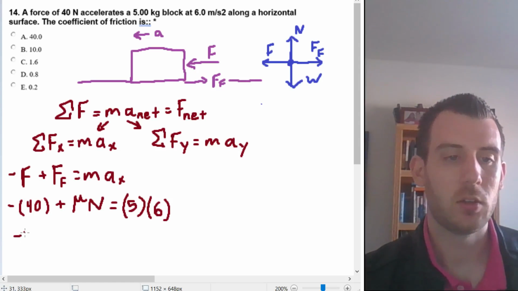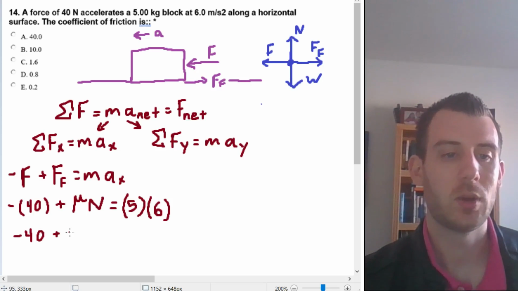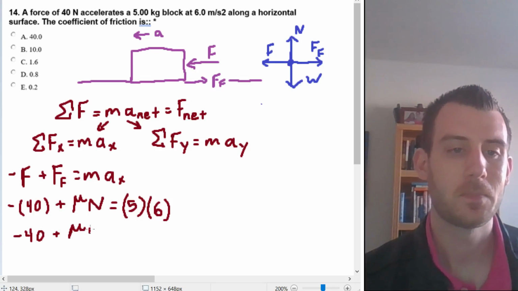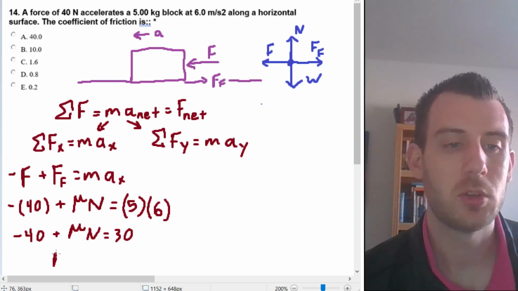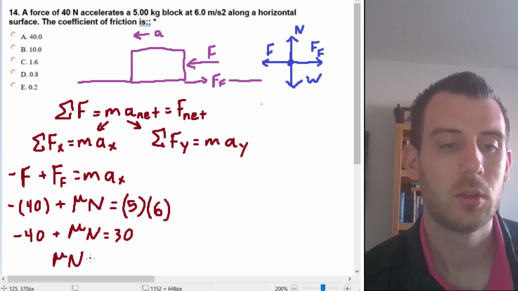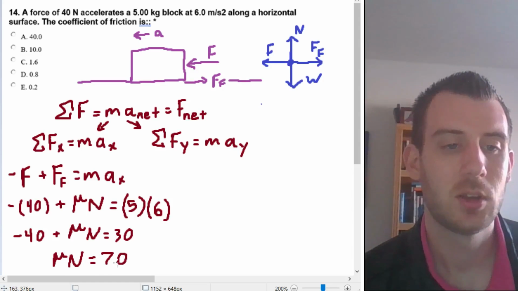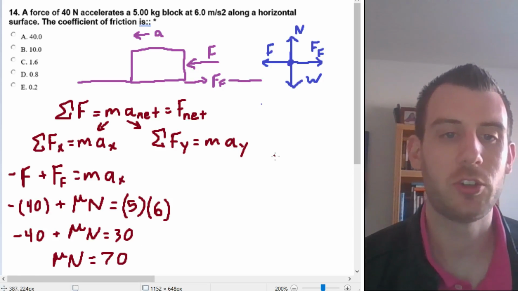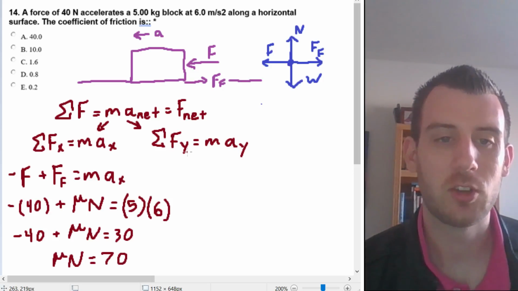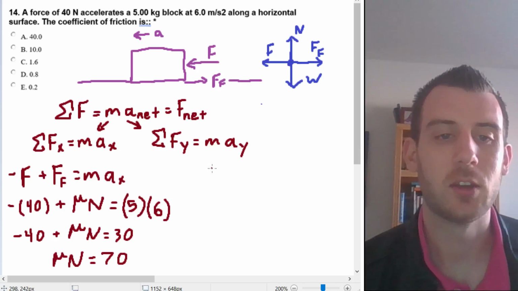I can maybe simplify it a little bit. I could write 40 plus mu N equals 30. And then I could say mu N equals 30 plus 40, which would be 70. But that's about as far as I can go. So I have to go searching for variables elsewhere. Thankfully, I've already written this other equation, the y side of it, so let's do the y side and see what we get.